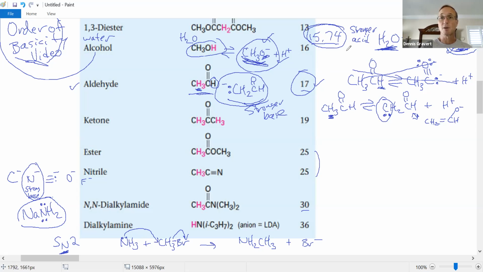Or maybe you learned it this way. If water is a stronger acid, its conjugate base must be the weaker base. And that's true, which means this is a stronger base. In other words, hydroxide ion is not a strong enough base to pull this hydrogen off. You need a stronger one, so go to a higher or stronger base. The triple bond, yeah, but you have to make that.